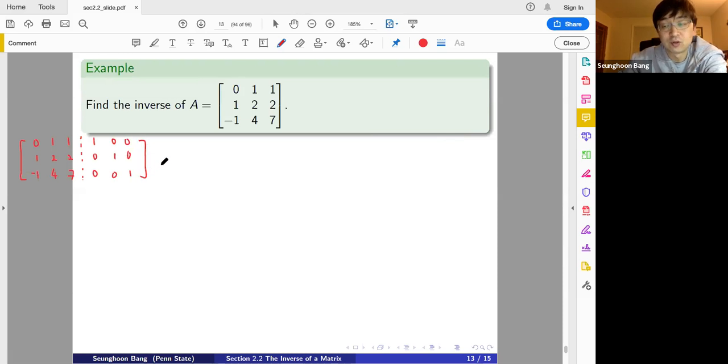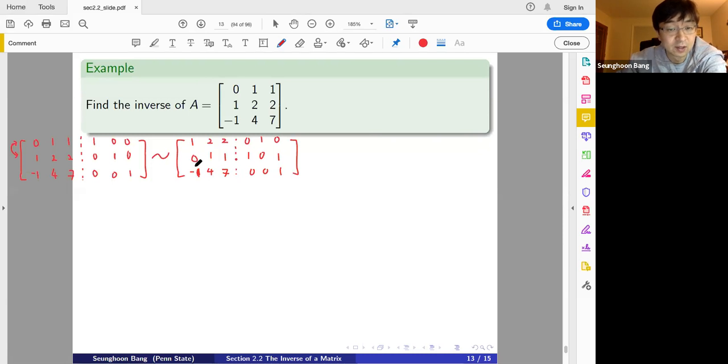So you have to use row reduction. How can you do that? You change the A part to the identity matrix. First, interchange the first and the second row. So we have 1, 2, 2, 0, 1, 0. The first row goes to the second row: 0, 1, 1, 1, 0, 1. The third row is the same: -1, 4, 7, 0, 0, 1.